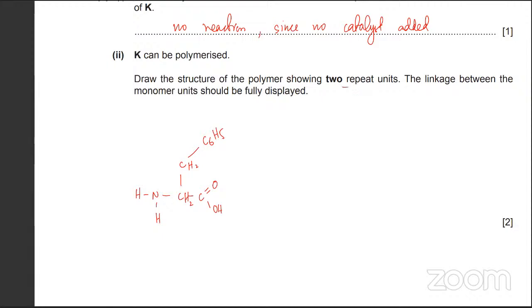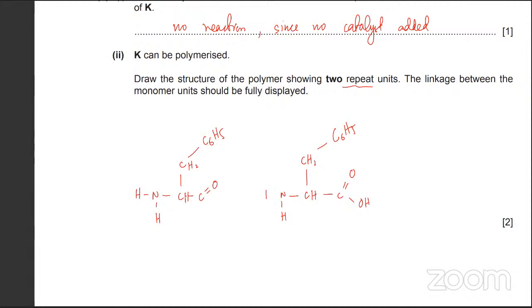So he's saying draw two repeat units. I'm going to draw another one. This won't be CH2, this is just going to be CH. So there's CH in the middle, there's NH2 on the left side, and there is C double bond O and OH on the right side, and at the top there is CH2 and then C6H5. What will happen is that the OH and the H are going to go. Water would be formed.